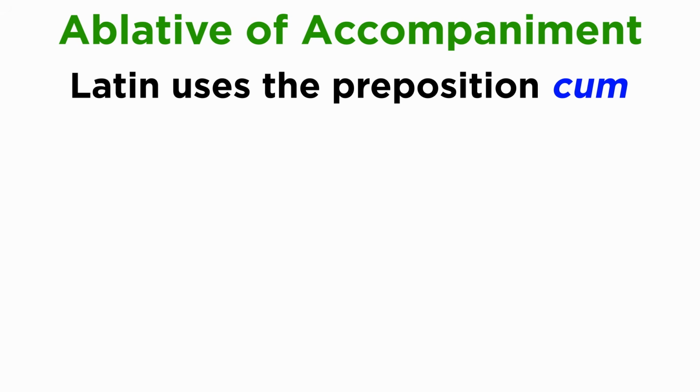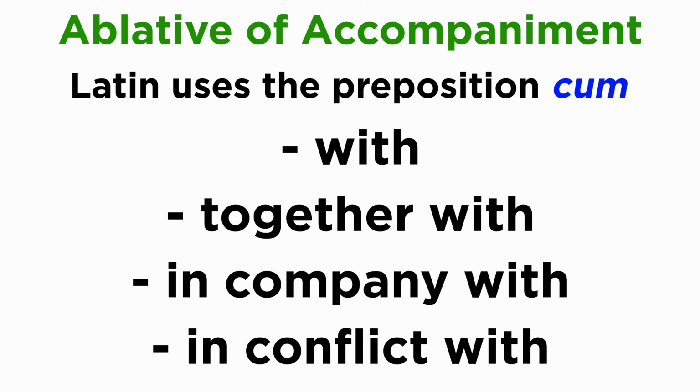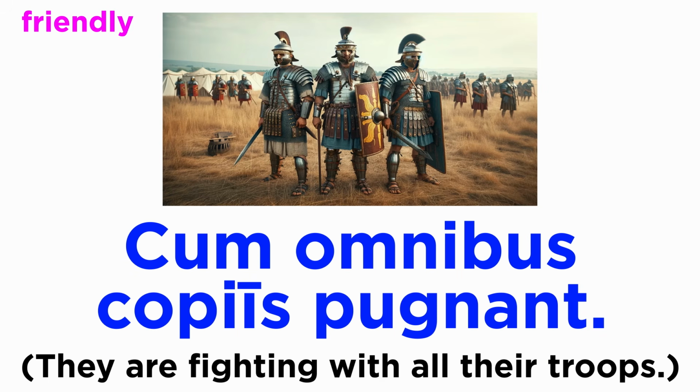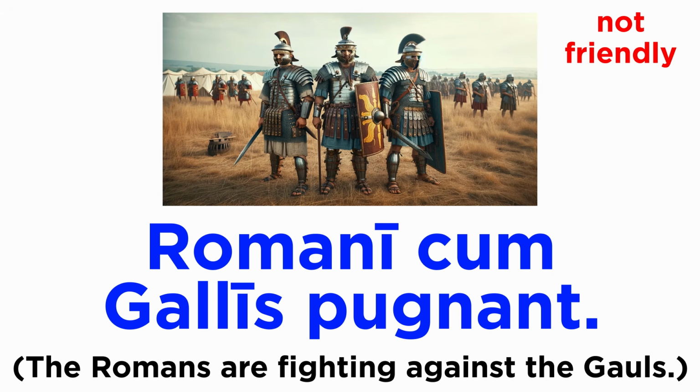In Latin, this particular use of the ablative requires the preposition cum, which can be translated as with, together with, in company with, or sometimes even in conflict with. In fact, although the preposition normally indicates a friendly with, sometimes it's used with words of contention in the sense of against. Here are some examples. Cum omnibus copiis pugnant. Romani cum Gallis pugnant.